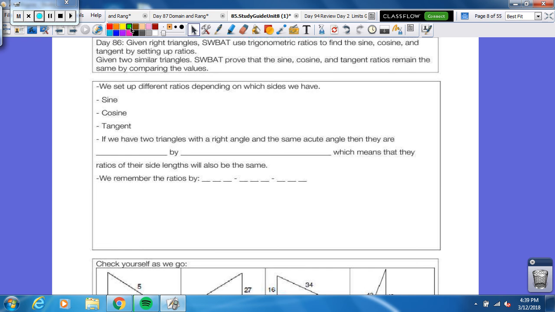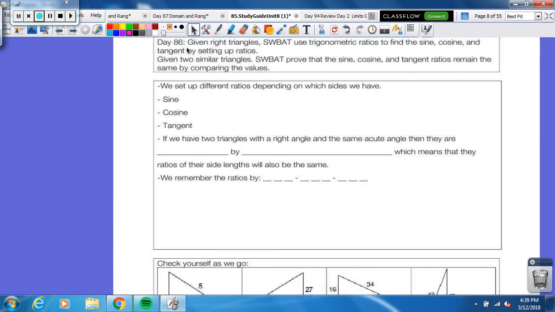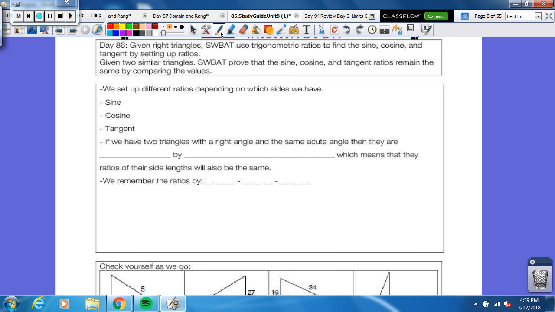Well, let's check this out. Alright, what are we going to do today? Well, we're given right triangles and we're going to find trigonometric ratios. Now we're in trigonometry. Good. Now we got this thing called sine, cosine, and tangent. We're going to set up these ratios. Alright, cool. So look at this right here. Write this in your notes. We set up different ratios depending on what sides we have.